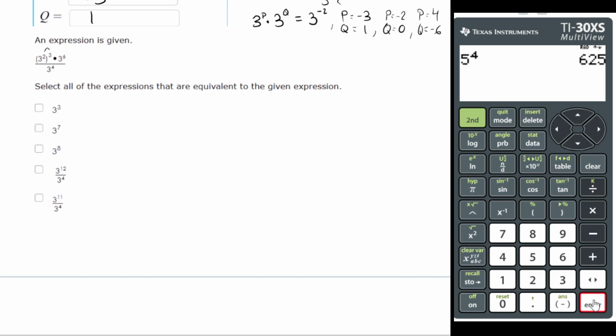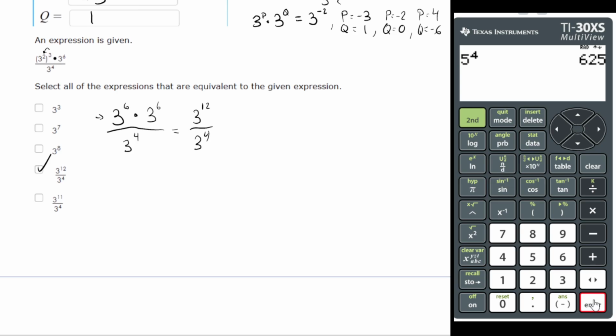So first step, just like last time, is distribution. We're going to multiply this 3 by 2 based on power rule. So 3 to the second raised to the third is 3 to the 2 times 3. 2 times 3 is 6. Times 3 to the 6 over 3 to the 4. Is that one of our answers? It's not. Okay. So now we do product rule, fixing our top. 3 to the 6 times 3 to the 6 is 3 to the 6 plus 6, which is 12, over 3 to the 4. Is that one of our answers? Sure is.